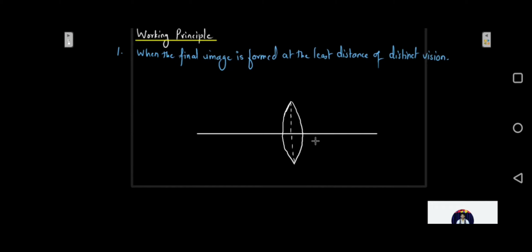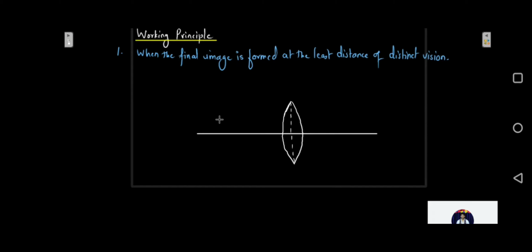We are already aware of what the least distance of distinct vision is, that is the minimum distance from the eye at which the eye can see objects clearly and distinctly without any strain on the eye. For a normal eye, this least distance of distinct vision is 25 centimeter. So the final image of this simple microscope is going to form at the least distance of distinct vision.